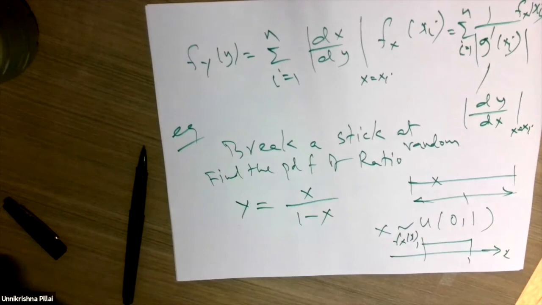A stick is broken at random. What is the PDF of the ratio? That's all the problem is. But the rest is you have to come up with it, imagination and all that. So we make reasonable assumptions as we move on.